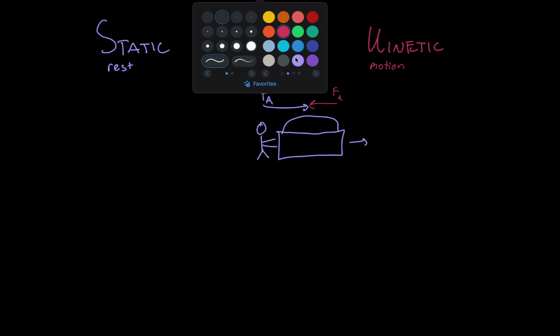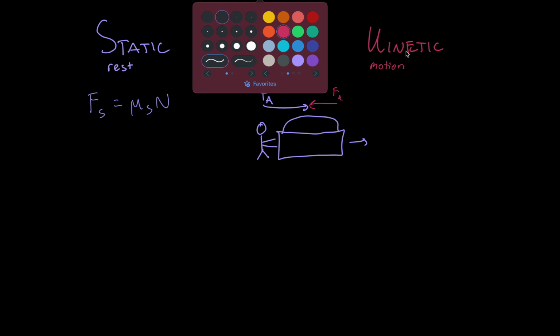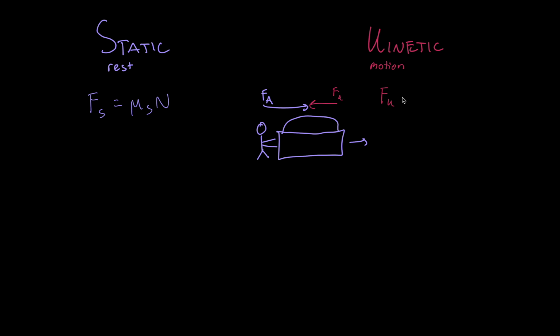The formulas for each of these are: our static force is going to equal the coefficient of static friction times our normal force, and the same over here but with kinetic, so just with K. So it's going to be kinetic force equals our coefficient of kinetic friction times our normal force.